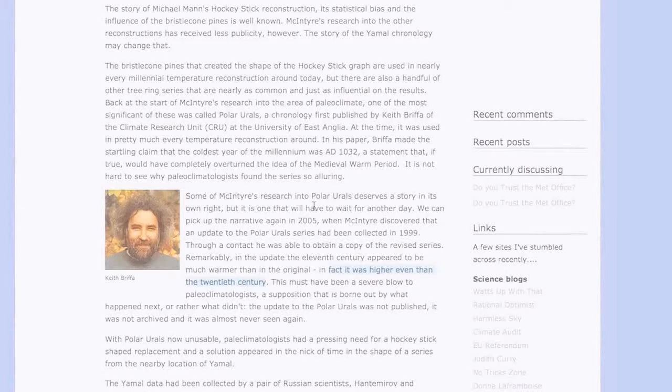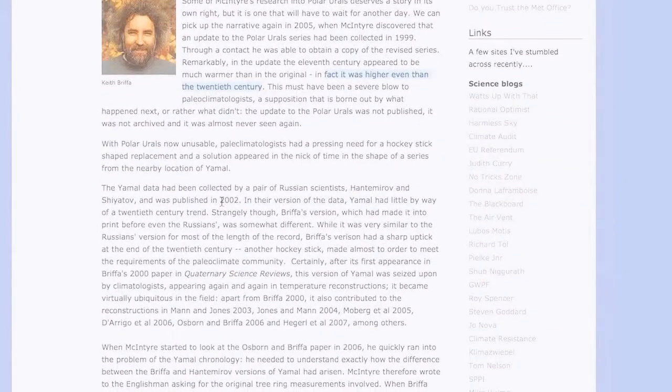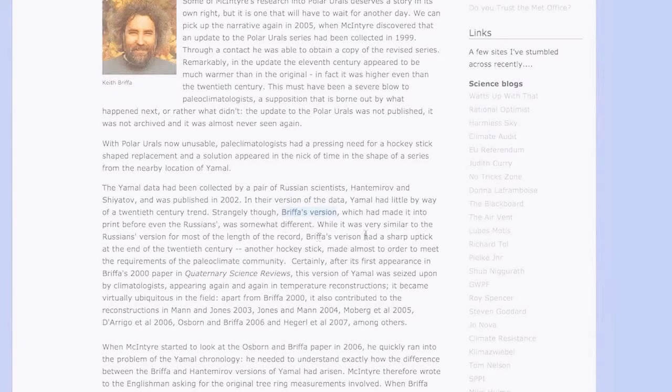They threw out the polar Urals, and they found another tree ring series, one that was published in 2002, collected by two Russian scientists, Hantemirov and Shiyatov. And these two Russian scientists published in 2002, but before they even published their Yamal data, which, by the way, had little 20th century trend, there was no particular uptick on the end of their data when they published it, but Keith Briffa, the guy who was mentioned, Keith's data from 1961 in that ClimateGate email, in Briffa's version, somehow it ended up with the sharp uptick at the end of the 20th century. The same data, but for some reason his version comes with that sharp uptick at the end.